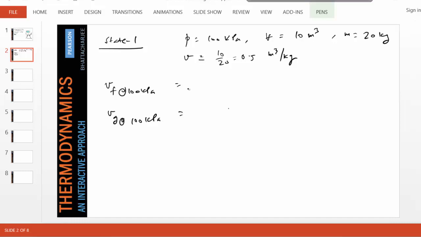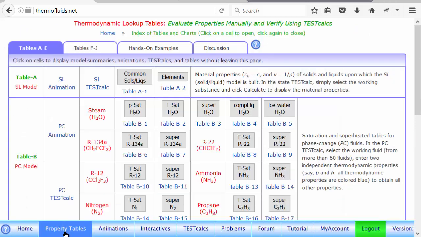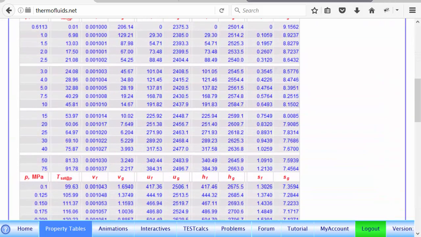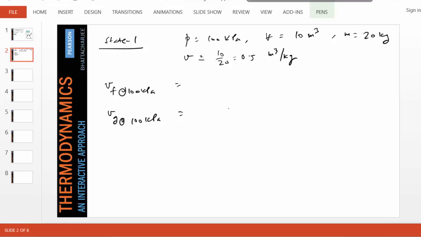To find that, we go to the property tables, and because pressure is known, we go to the saturation pressure table and look for the 100 kPa line, which is 0.1. So we can pick up Vf and Vg. You must have already had enough practice on that, so I'm just going to write down the numbers here without the units. Vg will be 1.69. Obviously, we have a phase change fluid because V is 0.5.